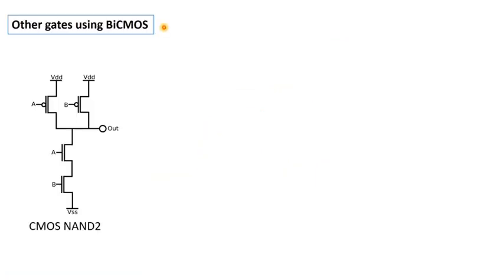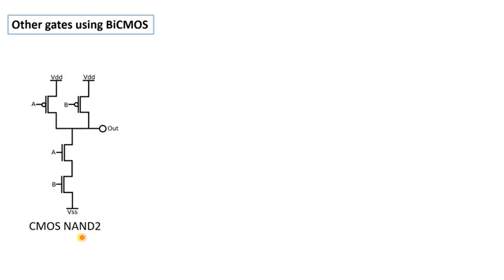Till now, we have primarily focused on the BiCMOS inverter circuit, right? But what about the other logic gates in the BiCMOS family? For example, the 2-input NAND gate. How will that look? Let us see it here.